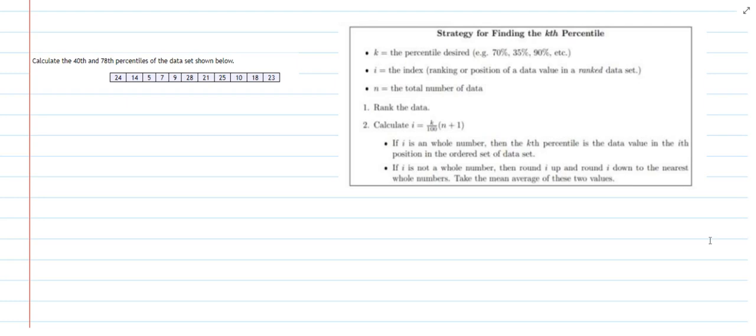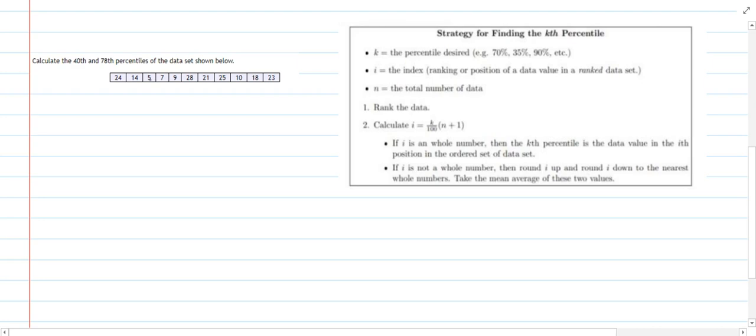In this problem, we are asked to find the 40th and the 78th percentile of our data set. What we have here is a strategy for finding our kth percentile, where k would be the percentile desired, and then we have our formula. Now, the first thing that we want to do is rank the data. So that means we want to put this data in order. So we're going to go ahead and do that.